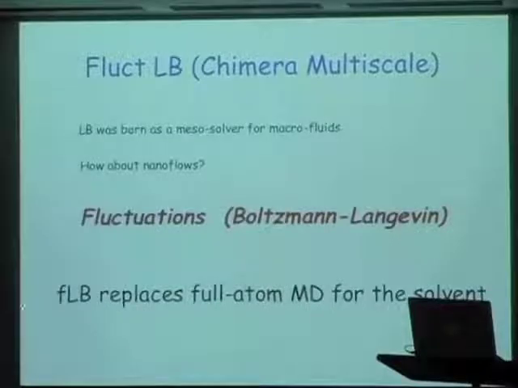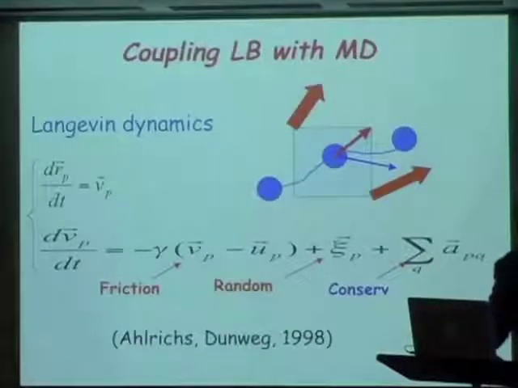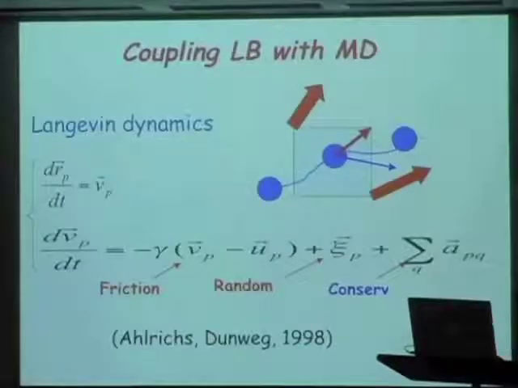So what you have to do is enrich the Boltzmann description with some noise, just to take into account that the molecules are moving in a very noisy environment. So that's what we did. The way we couple to molecular dynamics is the following. Suppose this is our polymer.